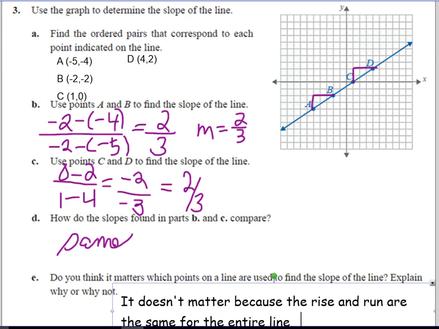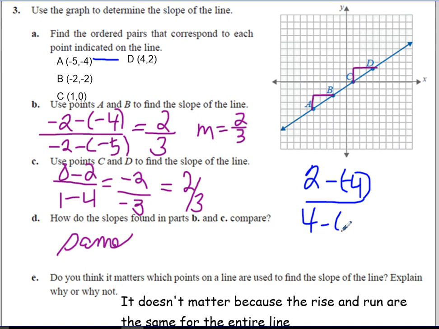So to show that, for example, let's say we used points A and D to calculate the slope. And so we'll do D minus A points for that. So we would do our 2 subtract -4 for our y minus y. And so since we started with the 2, we have to start with a 4 on the bottom. So 4 minus -5.